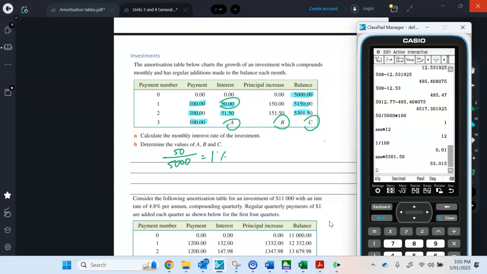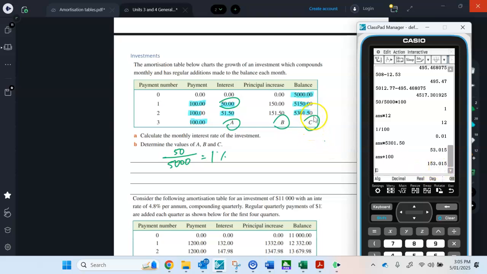Your principal increase, so we're going to add the $100 payment to that. So that's the value of B. So here we've got A, and I accidentally pressed times. It should be a plus. And there's the value of B, $153.02.